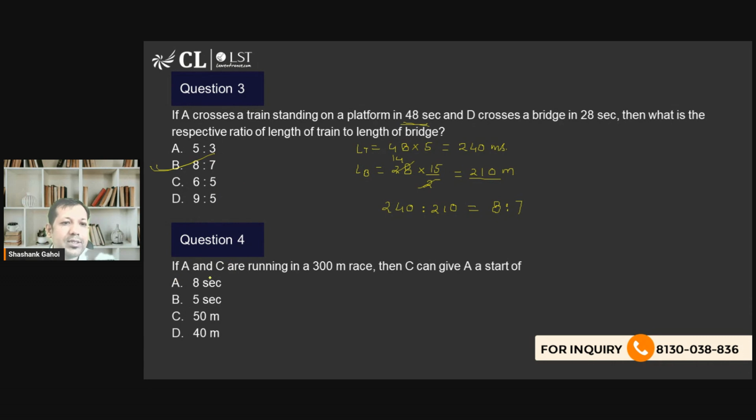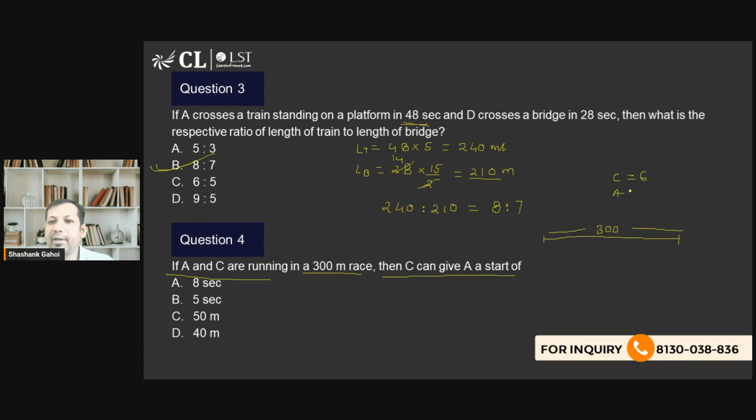Now let's move on to question number 4. What does it say? It says if A and C are running in a 300-meter race, then C can give A a start of how many meters? So the total race is 300 meters. Okay. What is the speed of C? Speed of C we already figured out, that is 6.